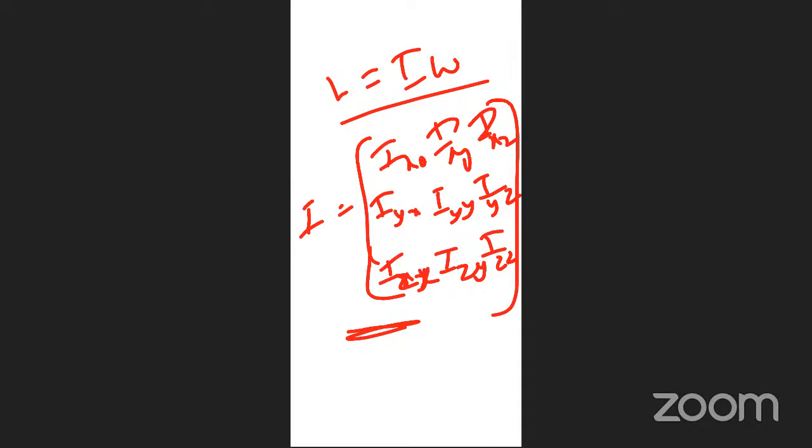In the rotational kinetic equations, we discuss angular momentum, angular position, angular velocity and angular acceleration. Angular position theta is equal to s by r, angular velocity omega is equal to d theta by dt, and angular acceleration alpha is equal to d omega by dt. This is the basic of rotational kinetic equations.